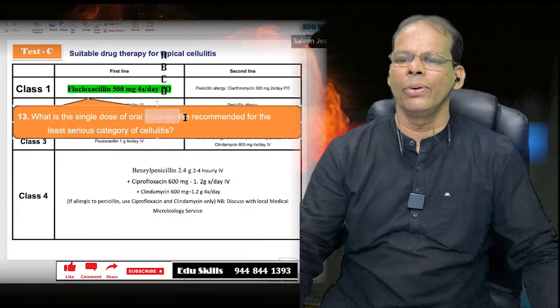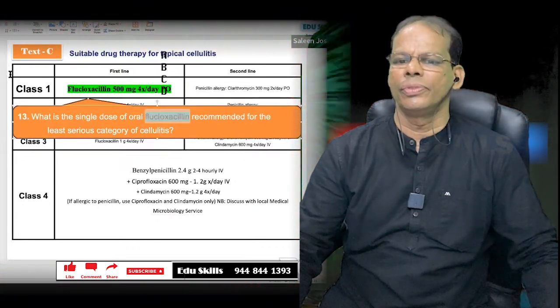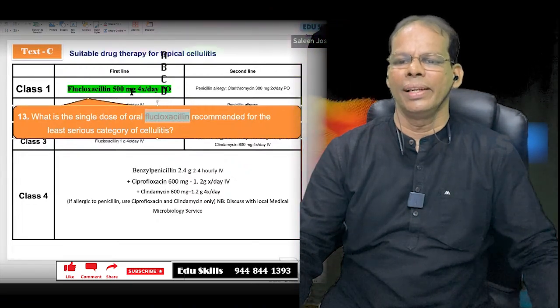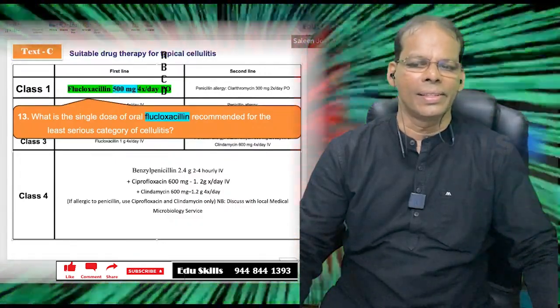So what you have to do? Immediately you have to go to the name in the text in class 1. So what is the single dose? 500. The name is there, so it is clearly what the dose is. Then next one is 14.